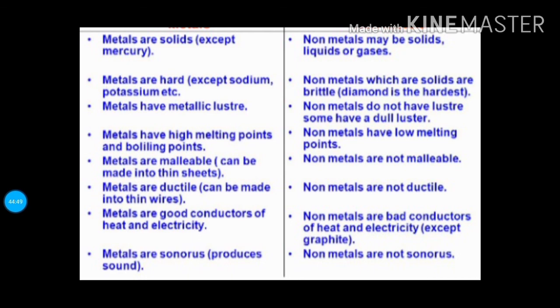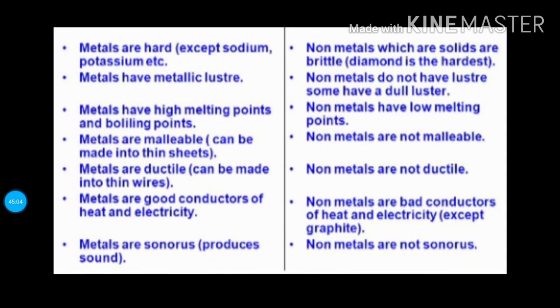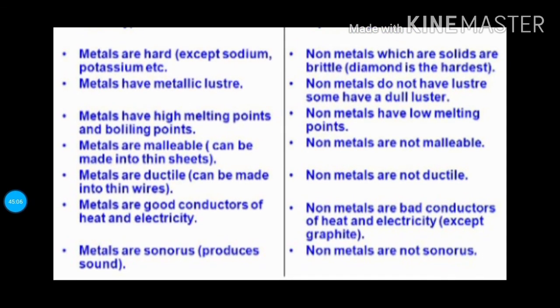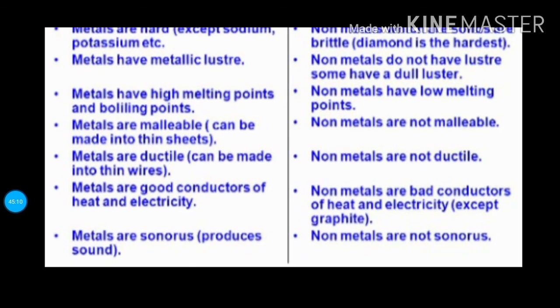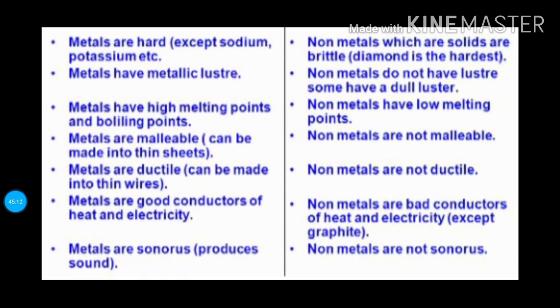Non-metals which are solid are brittle. Brittle means that they break down into pieces. The exception case is diamond. Metals have metallic luster, a shining appearance. Non-metals do not have luster; they are dull. Metals have a high melting point and boiling point. Non-metals have a low melting point and boiling point.